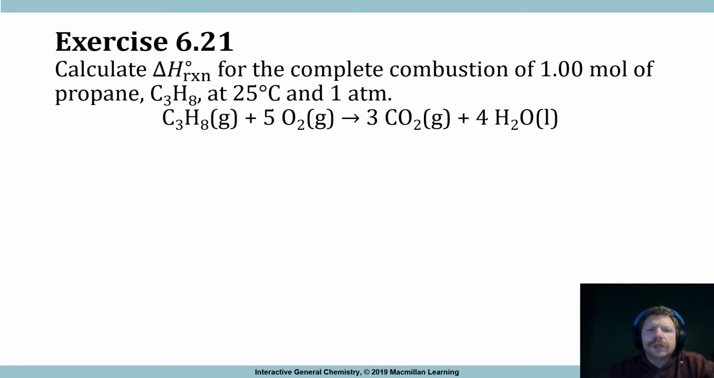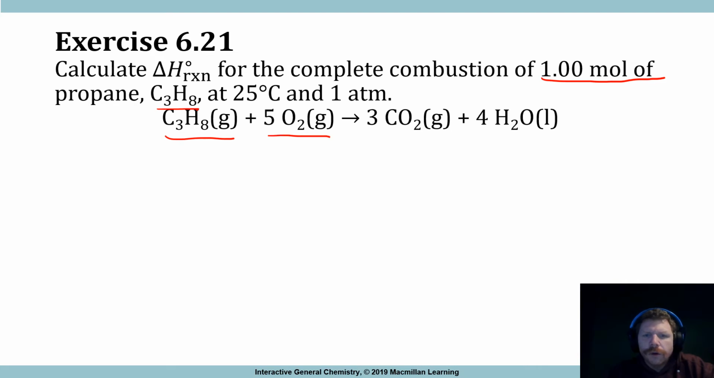Calculate the delta H naught reaction for the complete combustion of 1 mole of propane, C3H8, at 25 degrees Celsius and 1 atmosphere. Okay, so here's our reaction. We've got C3H8, O2, CO2, and H2O. Now, you are not expected to have these values committed to memory. Generally, they're going to be provided in the problem.